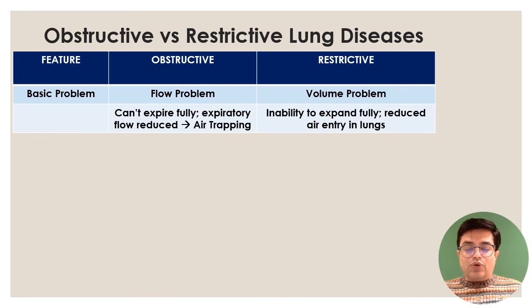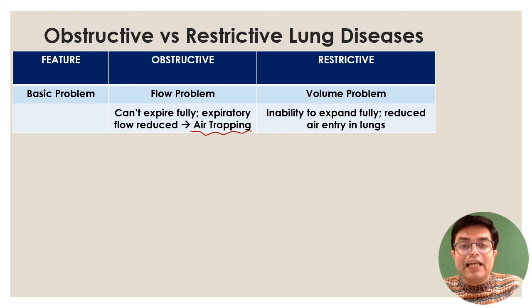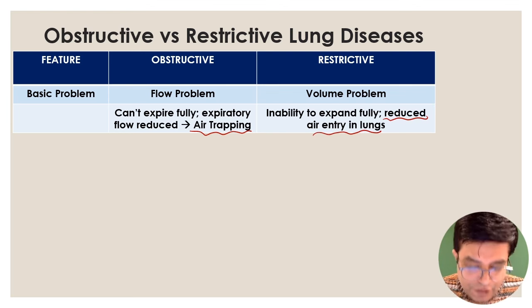So obstructive के अंदर, as I said, they can't expire fully. Expiratory flow is reduced, leading to air trapping in the patient. In restrictive, there is an inability of alveoli to expand fully, and so there is reduced air entry in the lungs. What are the examples?